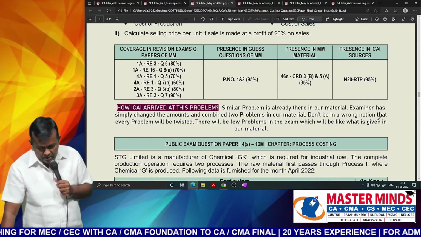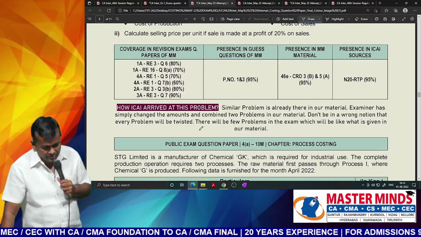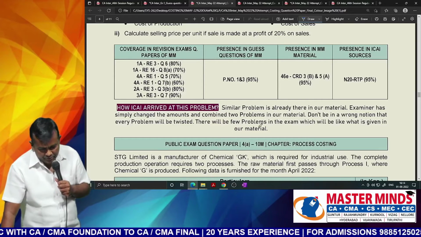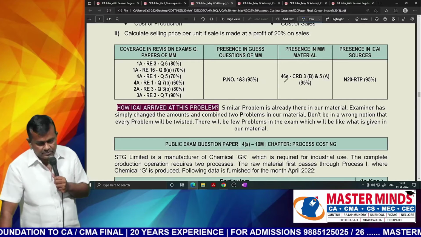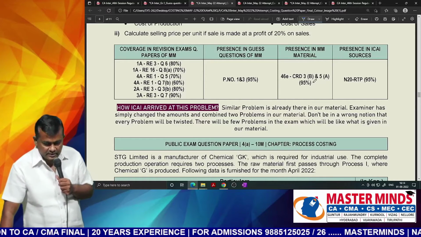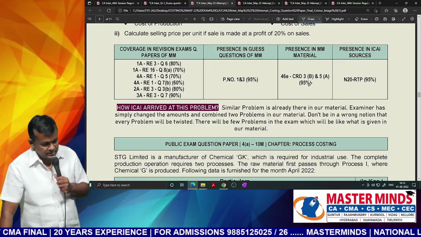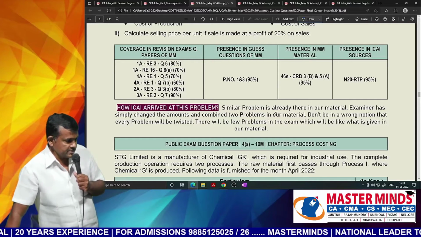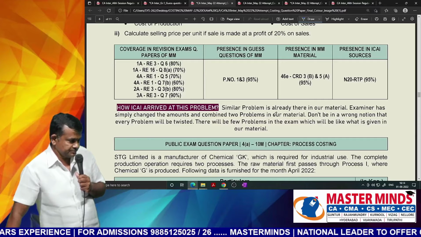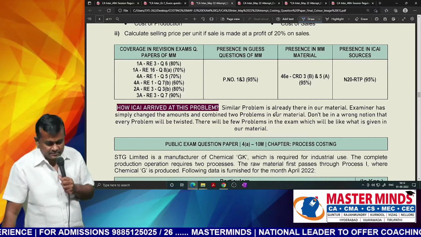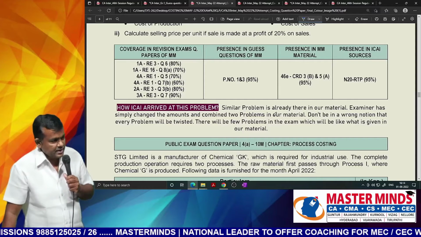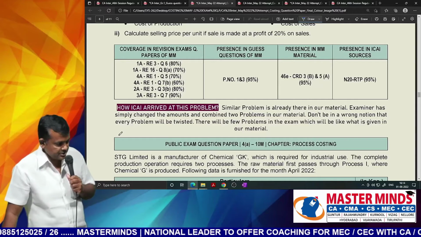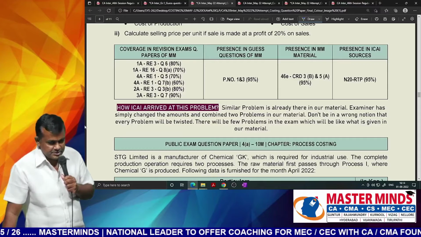So don't have any wrong notion that every problem will be twisted. There will be a few problems in the exam which will be like what is given in our material. So here the merging of CRD 3 and CRD 5, 95%. Reason, the numbers are changed. Some cost elements are in CRD 3, some cost elements are in CRD 5. So merging and create a new problem. So that is given in the examination. Just the numbers change.